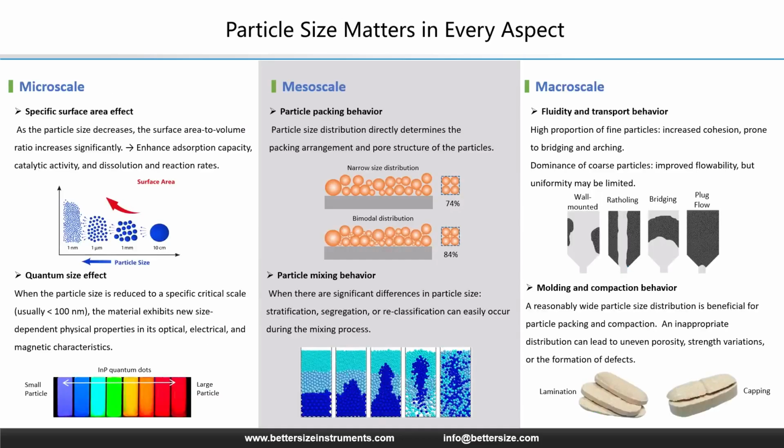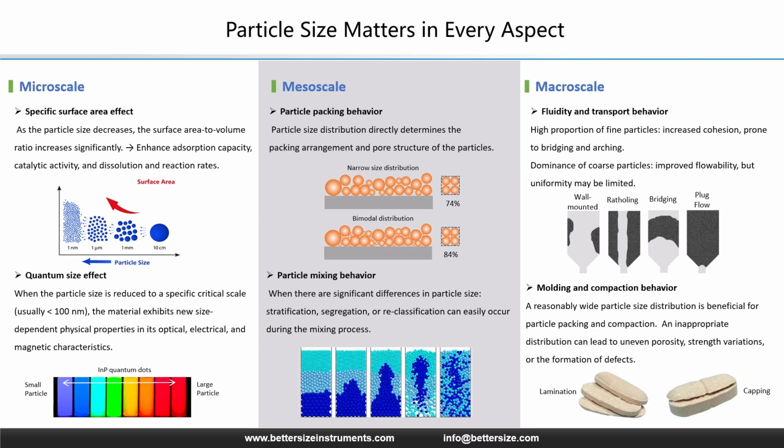So, why is equivalent diameter the most critical number in your lab? Because it dictates behavior at three distinct levels. First, at the micro scale, particle size changes the intrinsic behavior of your material. As we go smaller, the specific surface area skyrockets. This doesn't just change reaction rates, it fundamentally alters properties like catalytic activity and dissolution. If you change the size, you are effectively changing the material itself.